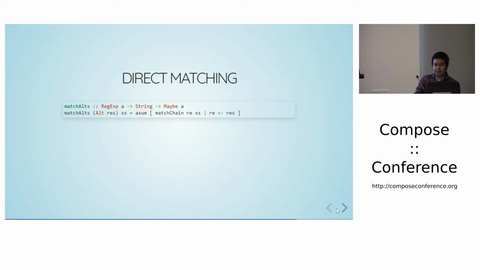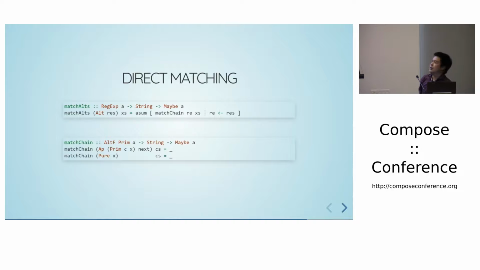So writing this is not that bad. We can just use asum. So this is our function. We use asum, and asum for Maybe will find the first Just in a chain. We need to match chain all the options. And then we need a matchChain, we need to parse an Alt f onto a string. So a single option onto a string.